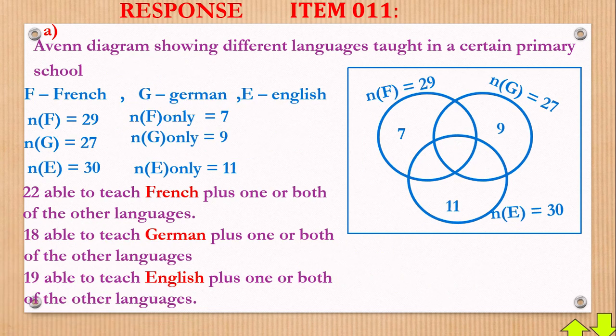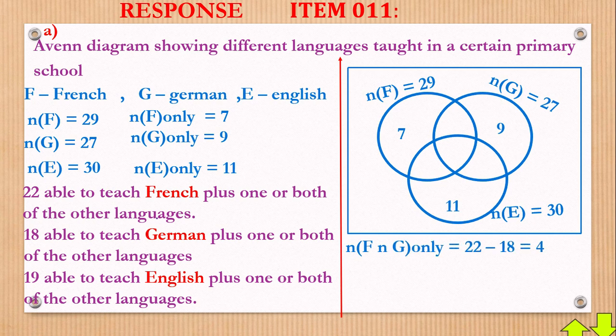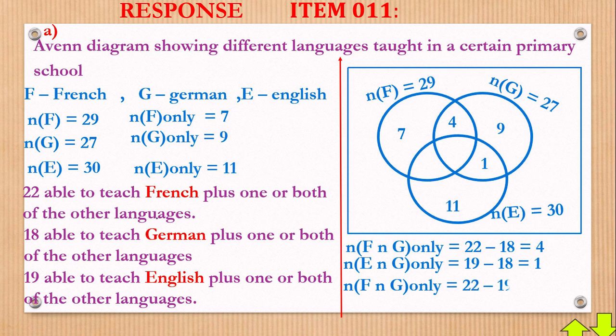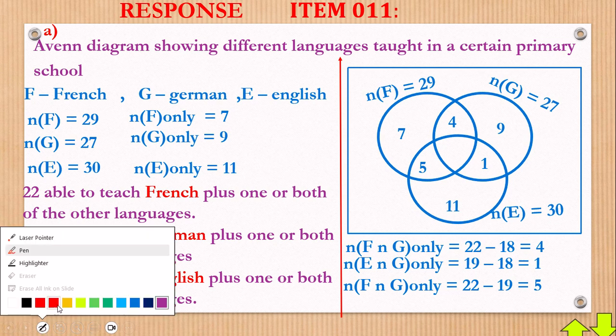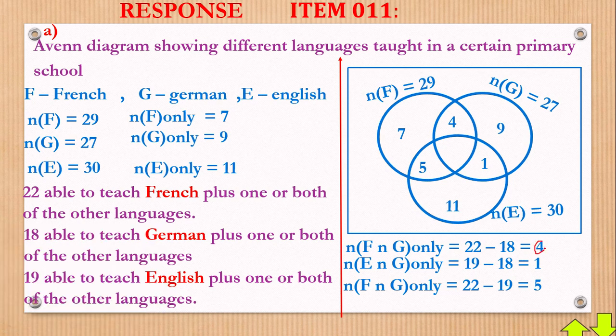Let's proceed. Alright, good. Let's have that in writing. Number in F intersection G only: 22 minus 18 gives us a 4 up there. Number in E intersection G only is equal to 19 minus 18, which gives us a 1. Put that there. Number in F intersection G only: 22 minus 19 gives us a 5, and we have it right there. Please just note: this 4 is what we have there, this 1 is what we have there, and this 5 is what we have right there.